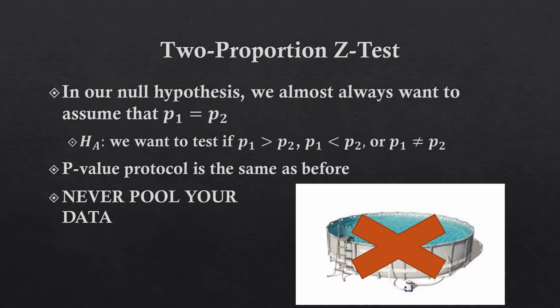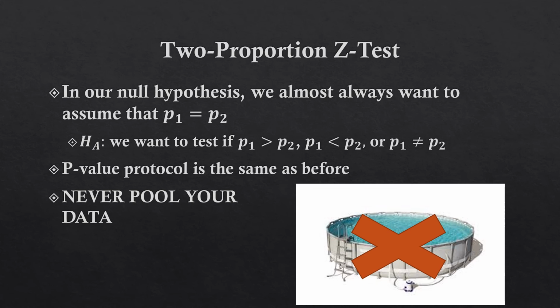Sometimes I will say, is there evidence that the rate of graduation in Canada is higher than that of the United States? So just be aware of how you define P1 and P2, and then adjust your inequality symbol accordingly. Just like before, once we go through, check our assumptions, name the test, all that stuff, the test statistic, the z-value, is exactly the same as before.